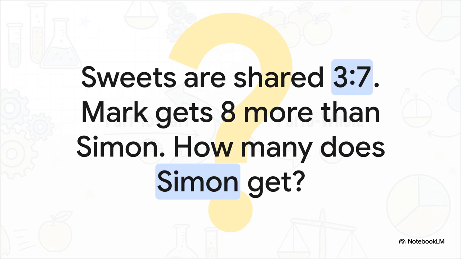Now this one's a little tricky. You don't have the total number of sweets, and you don't know either person's share to start with. The clue is in the difference. Look at the difference between the parts of the ratio, and then think about what that 8 more sweets really represents. You've got the tools. Happy problem solving.